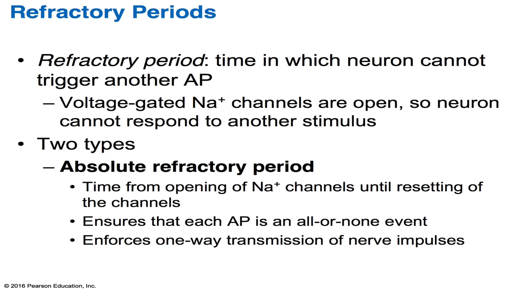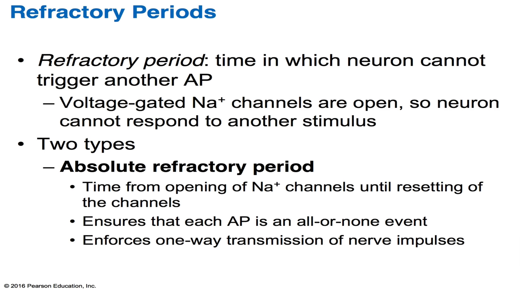The refractory period is the time in which the neuron is not able to trigger another action potential, regardless of how strong the stimulus is. This is because the voltage-gated sodium channels are open. And we have two types of refractory periods: the absolute refractory period and the relative refractory period. The absolute refractory period is the time from when the sodium channels open until the time they reset to their original resting state.